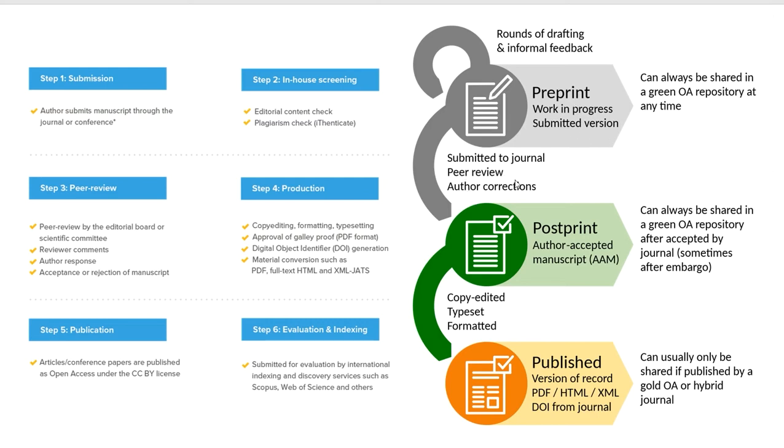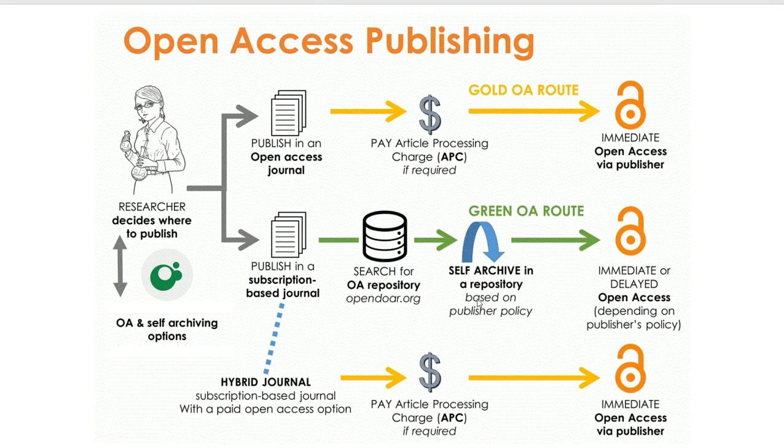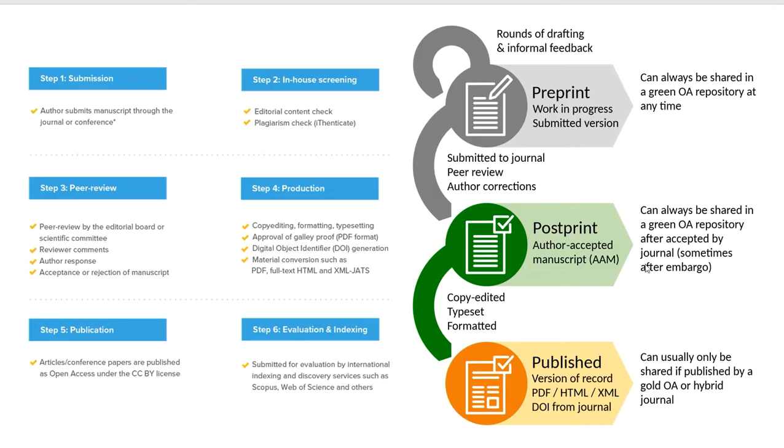The work in progress is the submitted version, later submitted to the journal for peer review. Later come author corrections, and there comes the postprint. The postprint means the author accepted manuscript, finally generally called the camera-ready proof. It can always be shared in a green open access repository system, the self-archiving repository. Sometimes there is an embargo period, a minimum of 2 years.